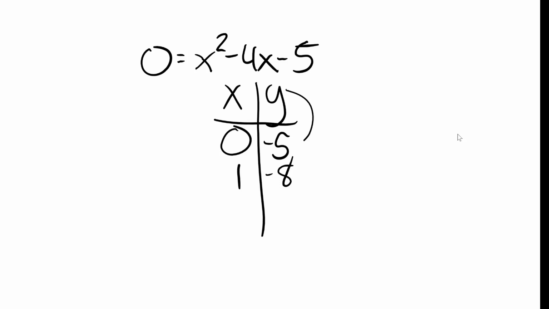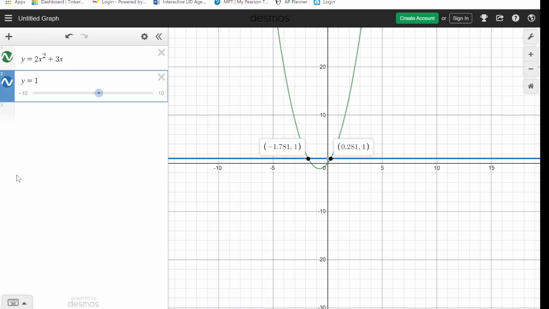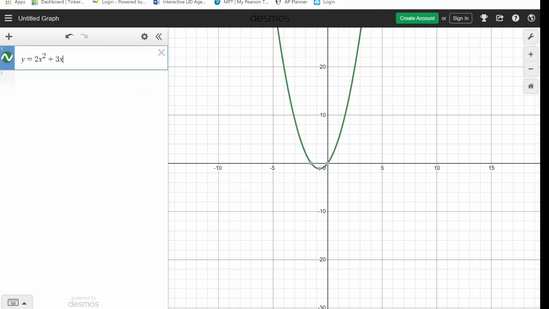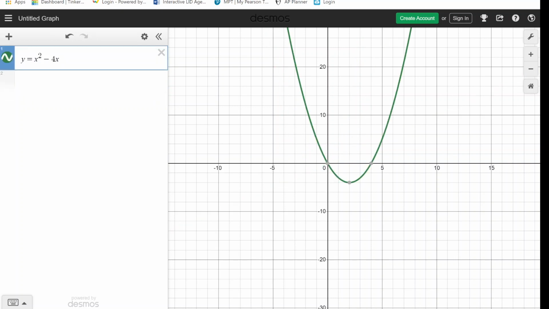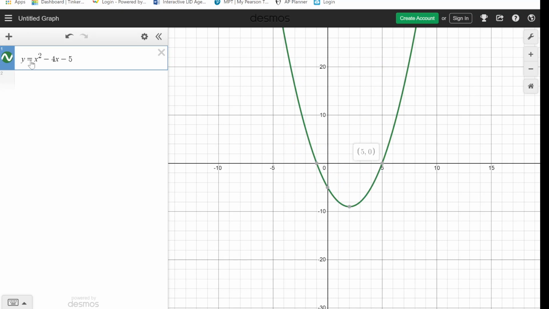So if you want a hint on how to find the right points to plug into your table, here's how. We just go to Desmos and go x squared minus 4x minus 5. And those 2 x-intercepts, those are what I want to try in my table: -1 and 5.